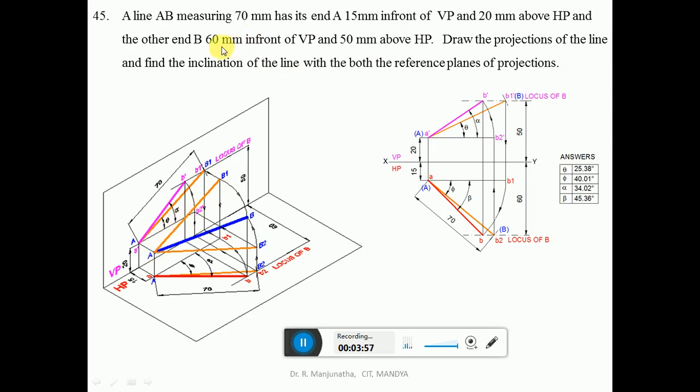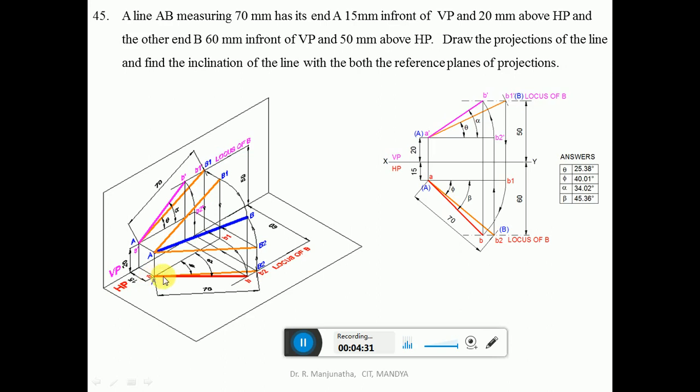Now he says 70 mm above H. We have given this 50 mm above HP and also 20 mm above HP. So here you can see 20 mm above HP, and from here we have the 70 mm line. So with A as center, taking the radius of 70, cut an arc on this locus of B in the top view. So we get this point B2.